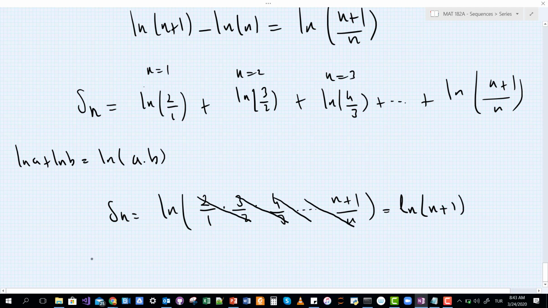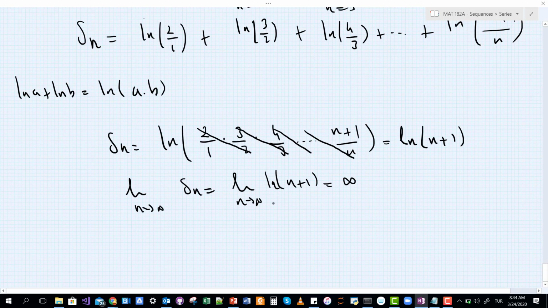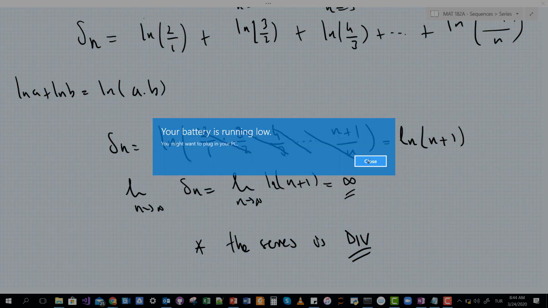So I know I need to take the limit of this sequence. The limit as n goes to infinity of S_n is equal to the limit of ln n plus 1. When n goes to infinity, of course, this limit will go to infinity from the continuity theorem for sequences. As you see, I used the sequence limit one more time to find out the convergence or divergence of my problem. So what I can say now is that the series is divergent, guys, since I found the limit is equal to infinity.